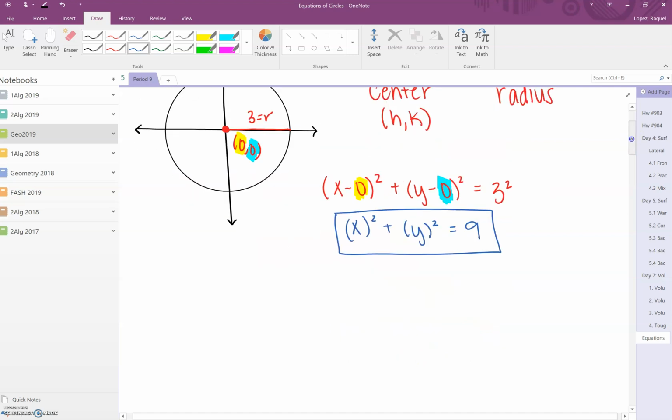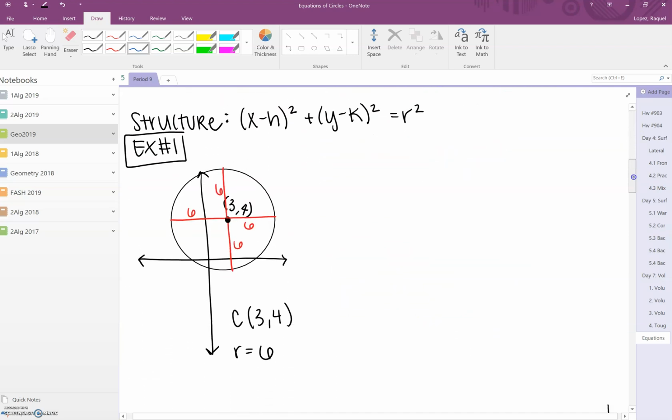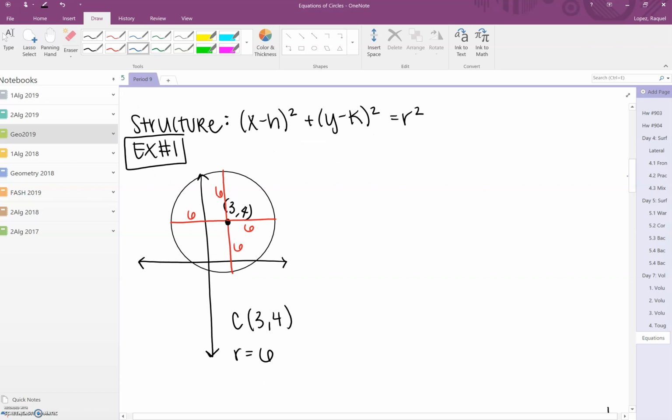Okay, let's take a look at a couple others. Here's another example. I know looking at this picture can be a little overwhelming, but we have a center at (3, 4), and it looks like the radius of this circle is going to be 6. Here's our structure up here. This 3 is going to replace the h in my equation, and the 4 is going to replace the k in my equation. So I'm going to plug it into my structure.